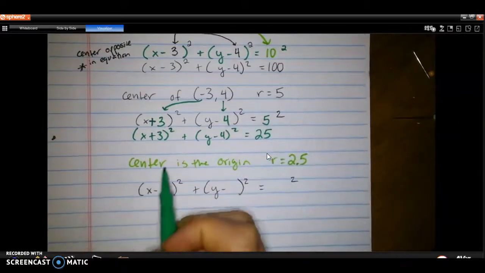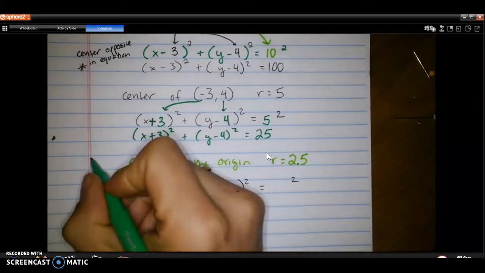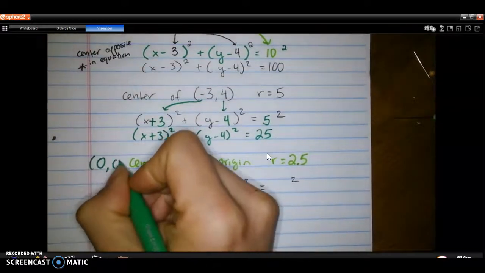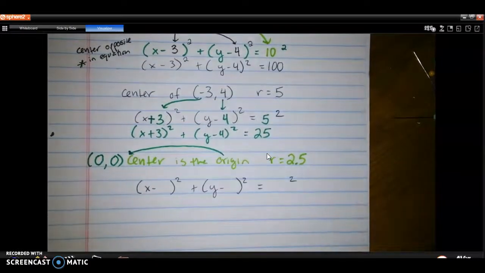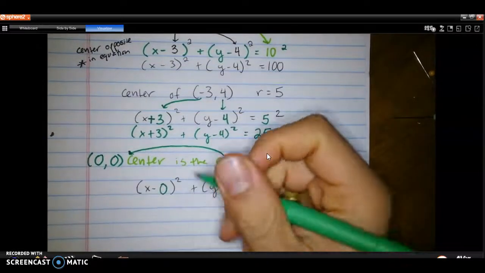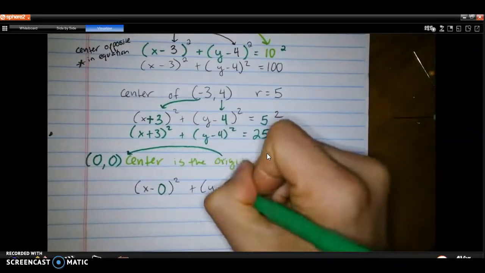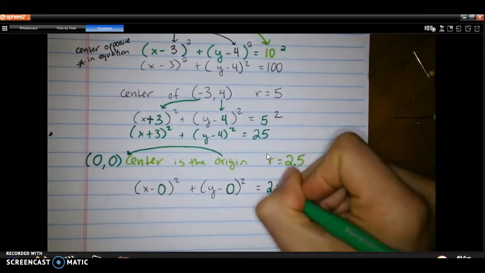Now, notice it didn't give us a coordinate, it said the origin. If you don't remember, the origin is 0, 0. So it becomes x minus 0. You can't really have negative 0, but that's okay. Y minus 0 equals 2.5 squared.